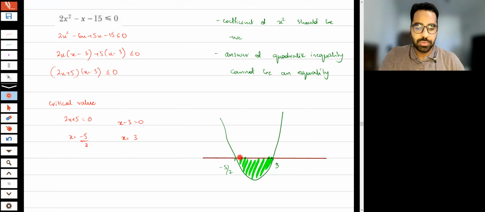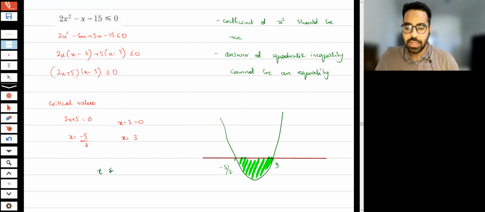Okay, so what does this mean? This means that my values of x are only valid from minus 5/2 till 3. So my answer would say that x is less than equal to 3. As x is less than equal to 3, x cannot be greater than 3. And x is greater than equal to minus 5/2. So yes, my answer is a range that says that x is valid from minus 5/2 till 3. Okay.